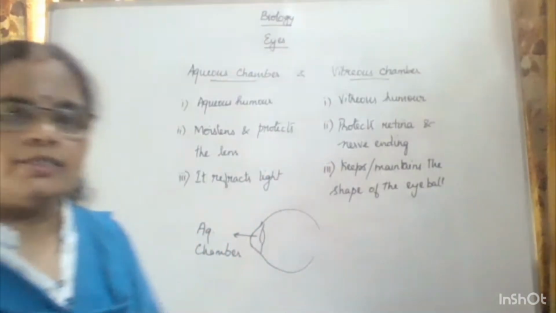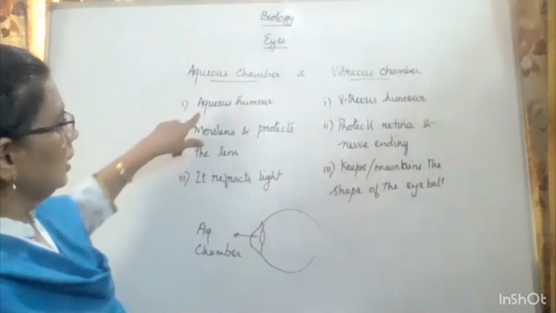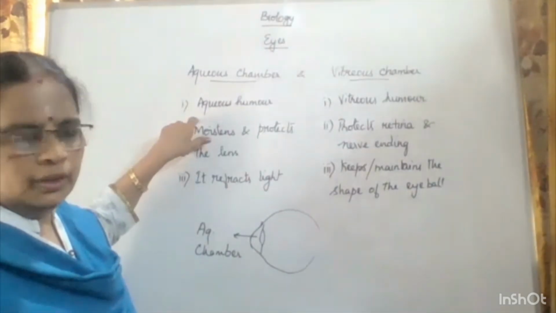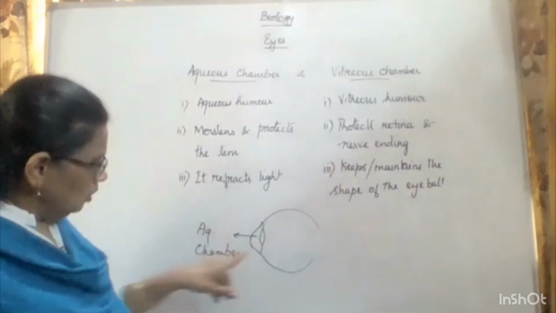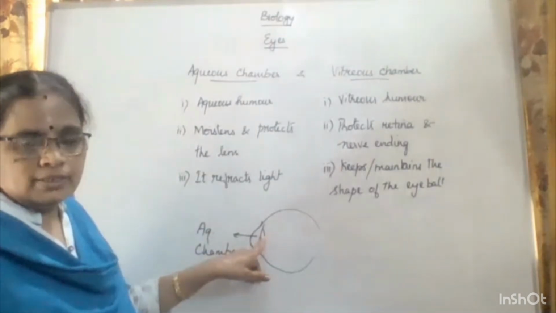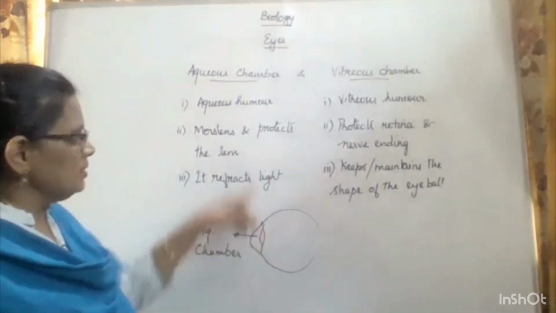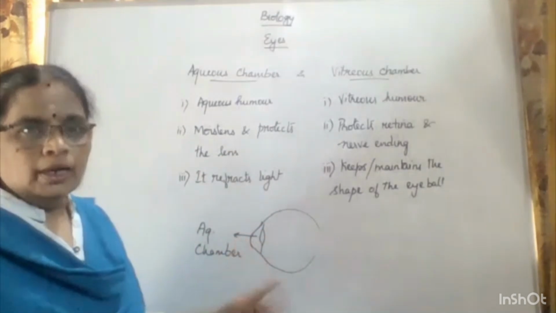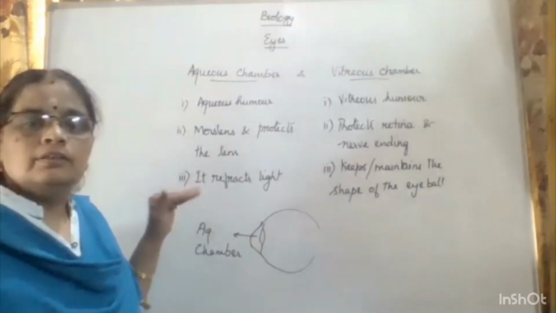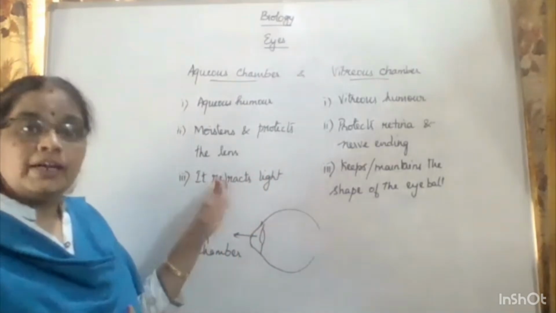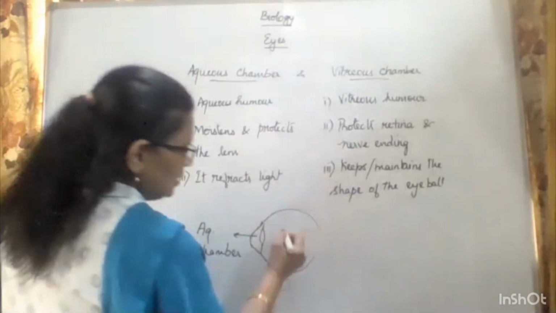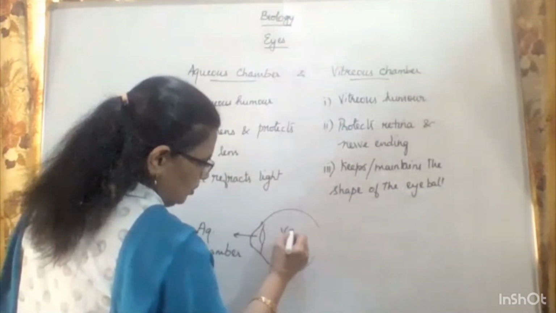The aqueous chamber has the fluid aqueous humor. And what's its function? Its function is to moisten the lens. This is the lens. It helps in moistening the lens and protecting it. And one more function is that it refracts light. Next one is the vitreous chamber. This is the vitreous chamber.